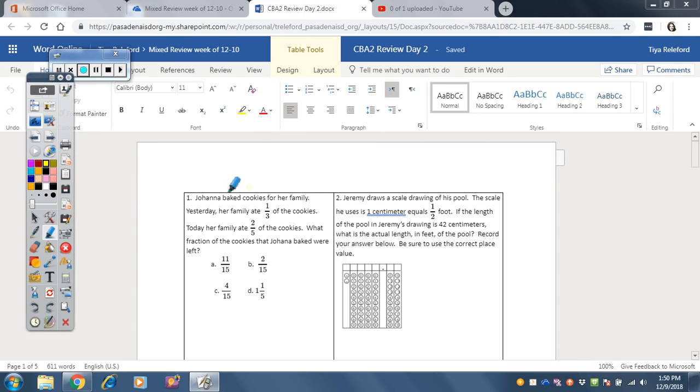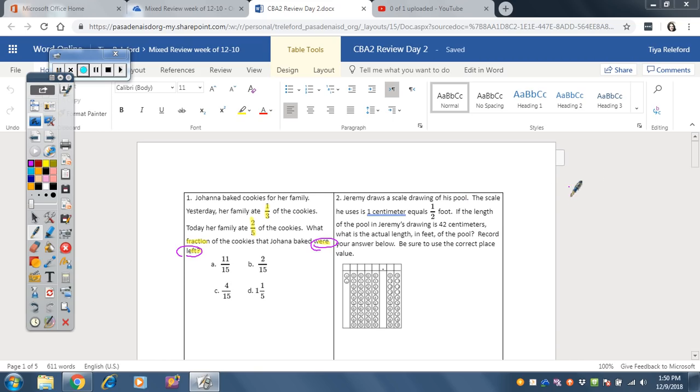Joanna baked cookies for her family. Yesterday, her family ate 1/3 of the cookies. Today, her family ate 2/5 of the cookies. What fraction of the cookies that Joanna baked were left? "Were left" is key. I don't want to know how much they ate. I want to know what's left.